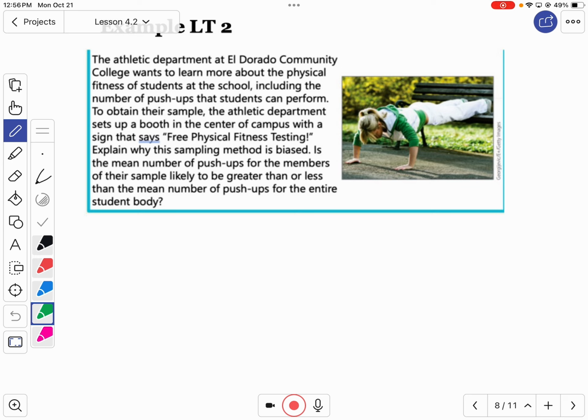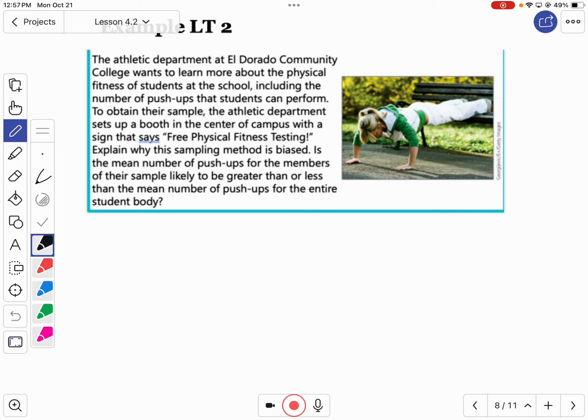Why is the sampling method biased? Is the mean number of push-ups for the members of their sample likely to be greater than or less than the mean number of push-ups for the entire student body? So let's just talk about what's happening. There's a booth set up, okay? And they're asking people if they want to do a free physical fitness test where they do push-ups, okay? Why is this not going to give me good data for the whole student body?